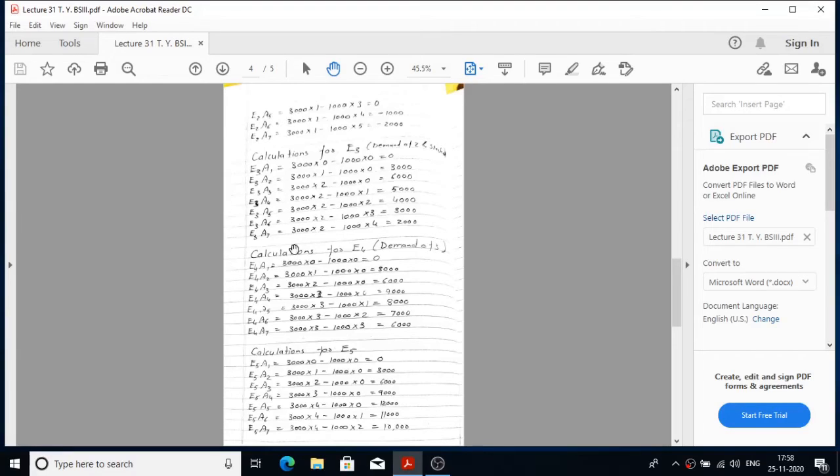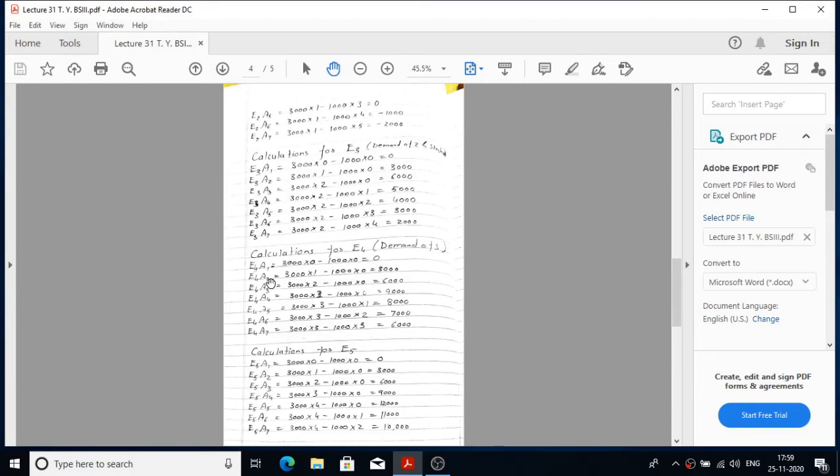Now calculations for E4, that is demand of 3 boats. So E4 A1. A1 means stock of 0 boats. So we do not have any boat to sell. So 3000 into 0 minus 1000 into 0. So answer is 0.